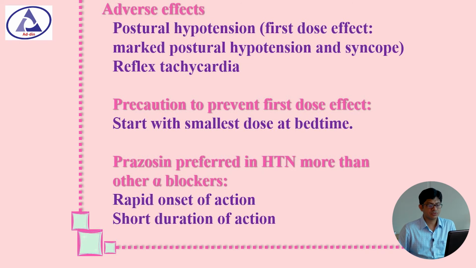Precaution to prevent first dose effect: start with the smallest dose at bedtime. So we have to start with a very small dose at bedtime to prevent hypotension. Prazosin is preferred in hypertension more than other alpha blockers because it has a rapid onset of action and short duration of action.